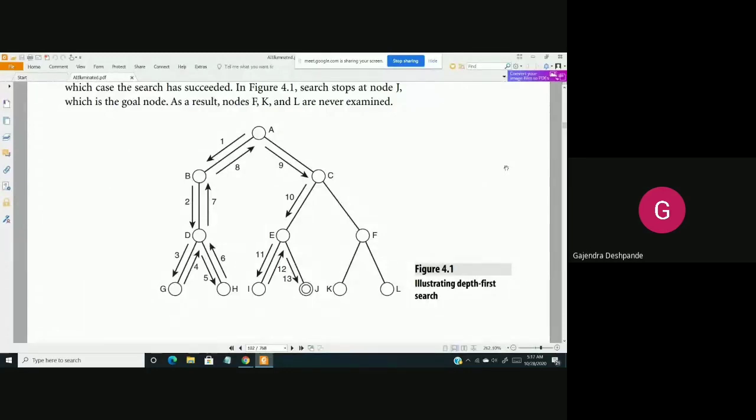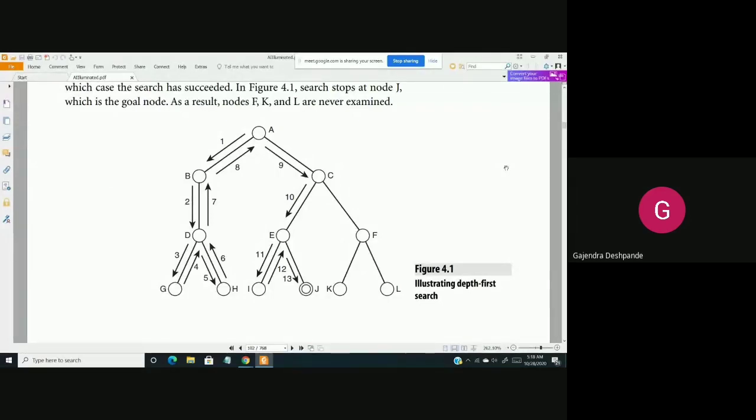But there is a disadvantage with respect to depth first search. So what if you have infinite depth, or you have depth with say 100 nodes or 200 nodes, and your goal node is again J node. In that case, unnecessarily it will take a lot of time. Okay, so there's a problem with the depth first search.